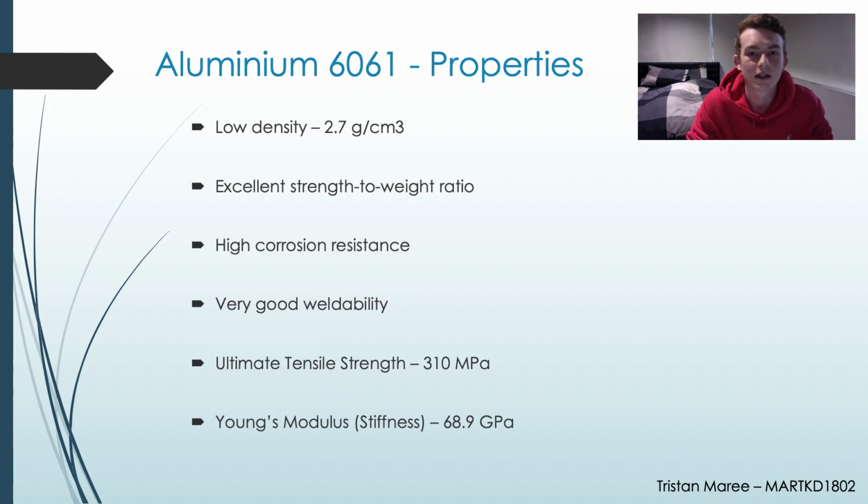Properties of aluminium 6061 are that it has a low density of 2.7 grams per centimeter cubed, it has an excellent strength to weight ratio, and it is very highly corrosion resistant. This material also has very good weldability. Its ultimate tensile strength is 310 megapascals, and its Young's modulus, or stiffness, is 68.9 gigapascals. Some of these properties are ideal when looking for what properties a bicycle frame requires to function efficiently.